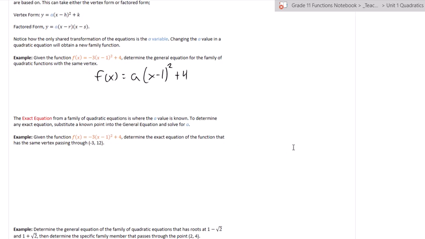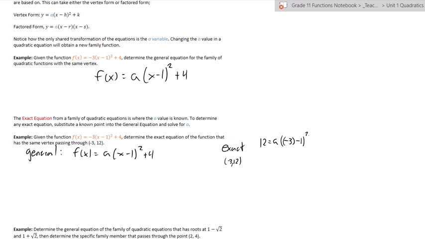So given the same function as above, we'll determine the exact equation of the function that has the same vertex and passes through (negative 3, 12). We know our general equation here is f of x equals a times (x minus 1) squared plus 4. For our exact equation we use the point (negative 3, 12). So f of x, which is y, is going to be 12. So we have 12 equals, a is unknown, x is negative 3, so we have negative 3.